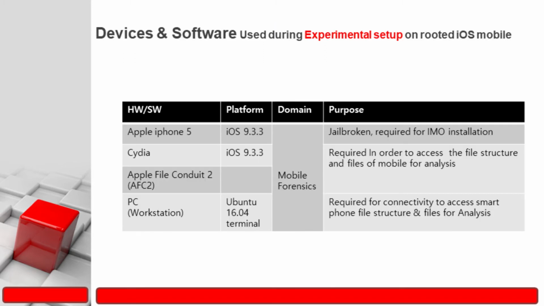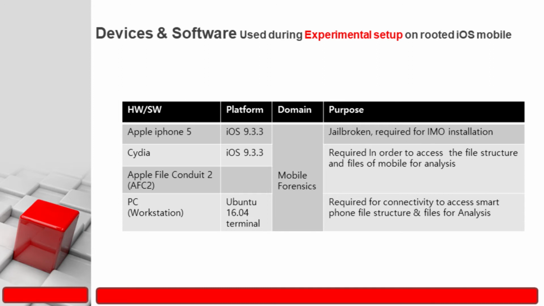Devices and software used during the experimental setup on jailbroken iOS mobile. Here in this slide we will study that the Apple iPhone 5 has been taken for the experimental basis with the assumption that it is already jailbroken and having the version of 9.3. Now we go and make a fresh installation of the IMO application onto it.